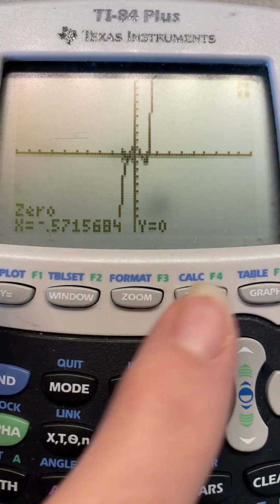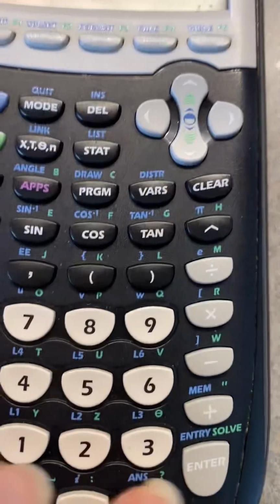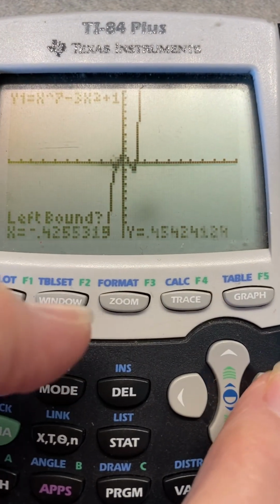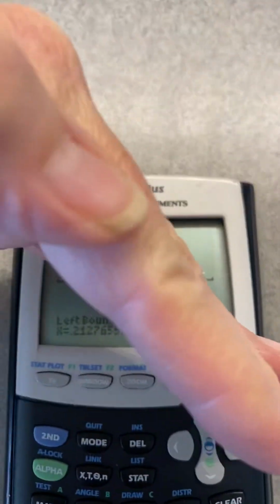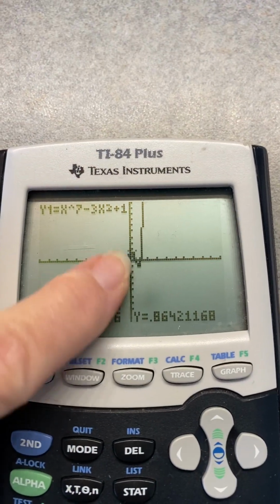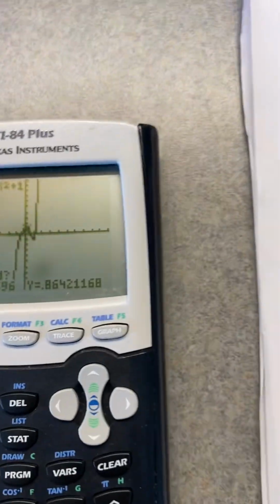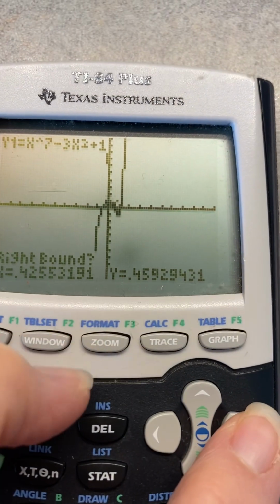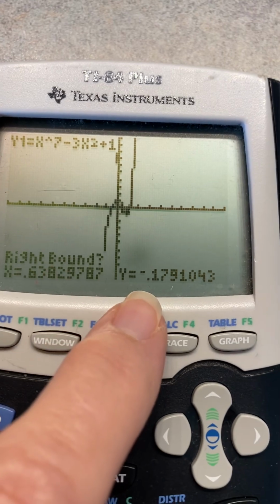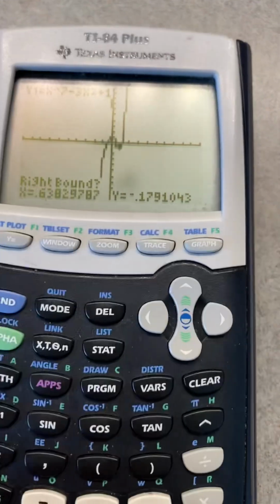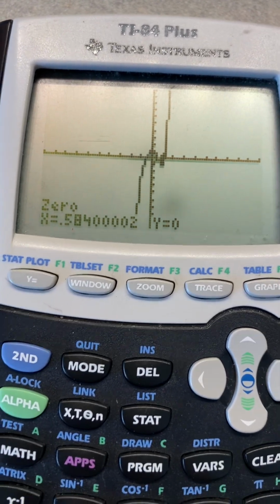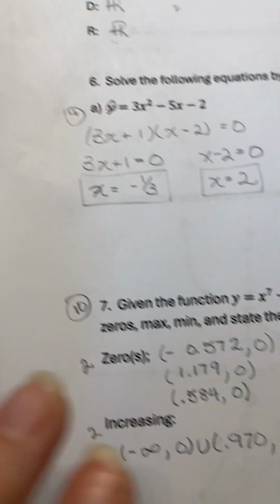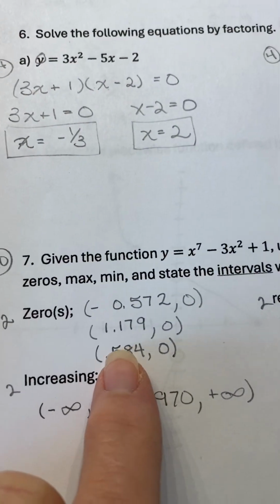You repeat for the other zeros. You just have to go back, second calculate, 0, enter, scooch over to the next 0, which now my left bound, since the curve now is coming down at the angle like this, the left bound is above, so I can press enter there, and the right bound would be below the x-axis. See how it says negative? So I know that I'm on the other side. Enter, enter, and we get 0.584, and then you repeat for the third 0, you should get 1.179.